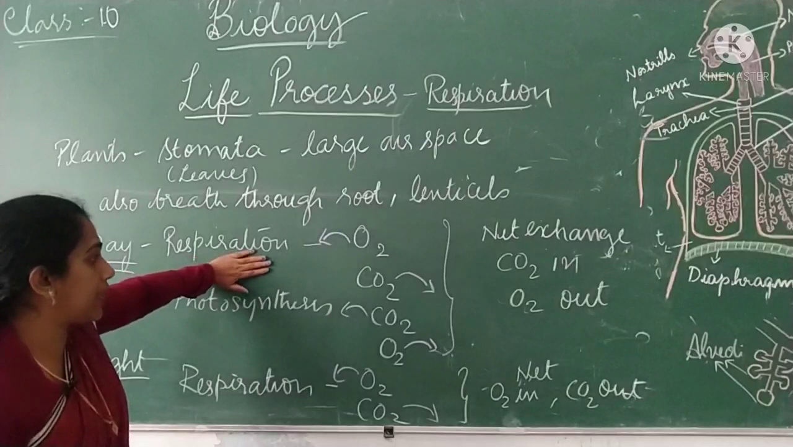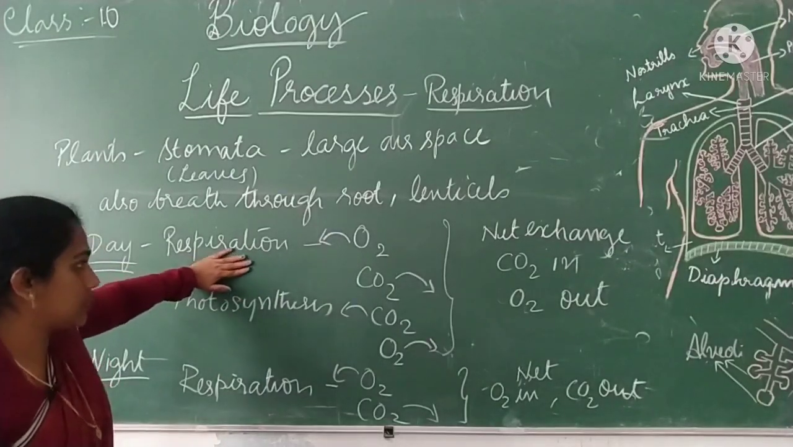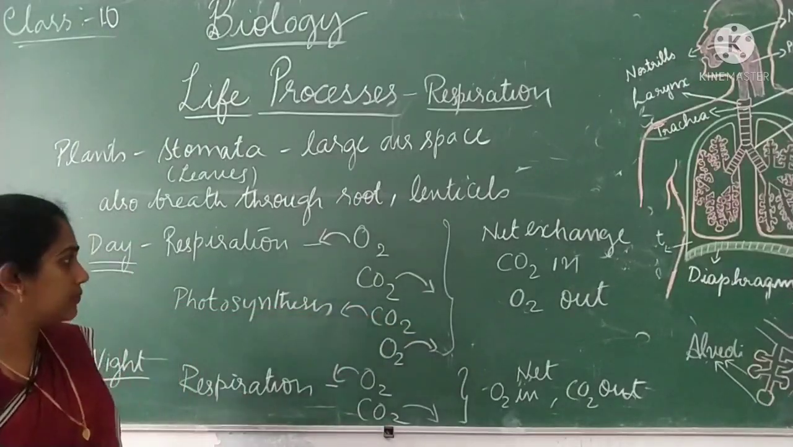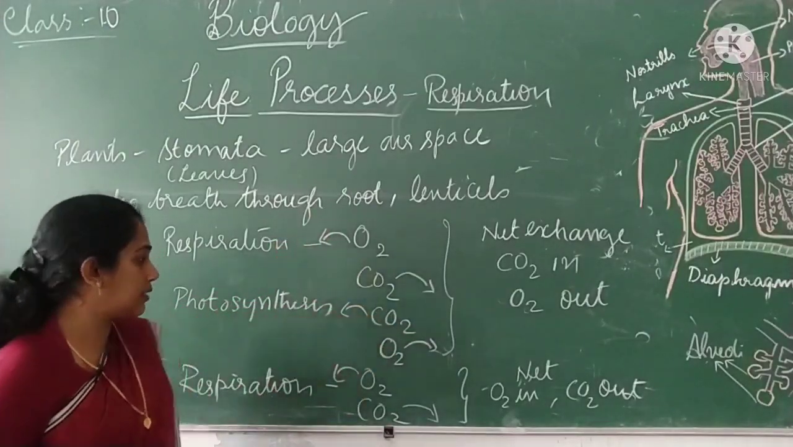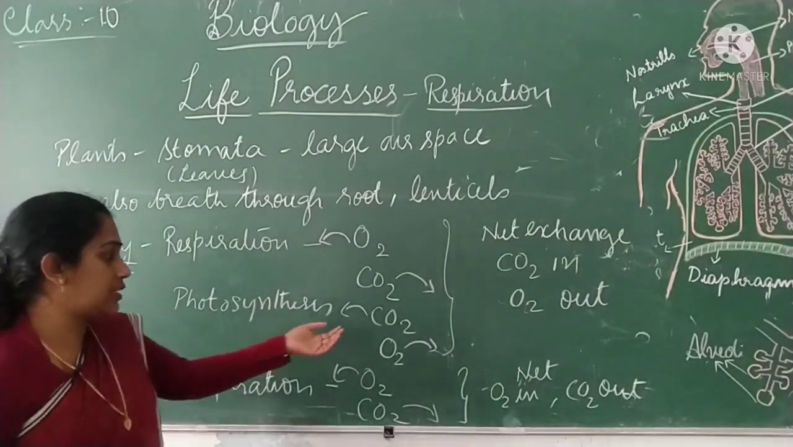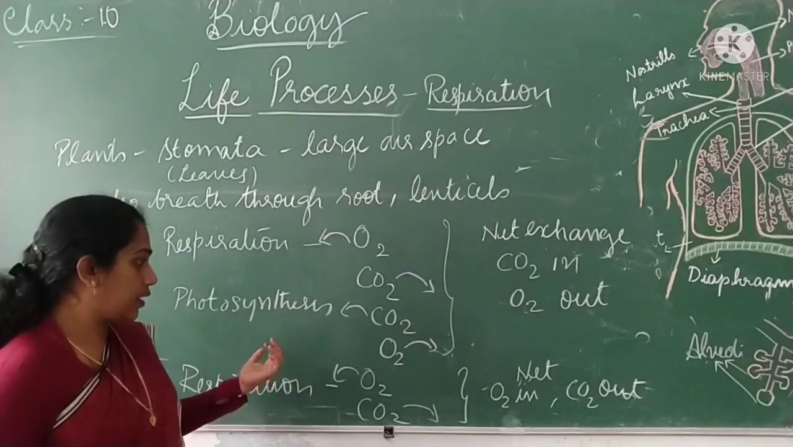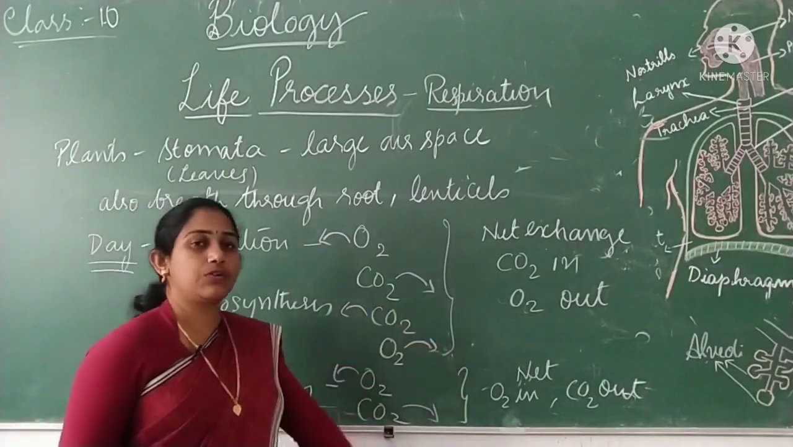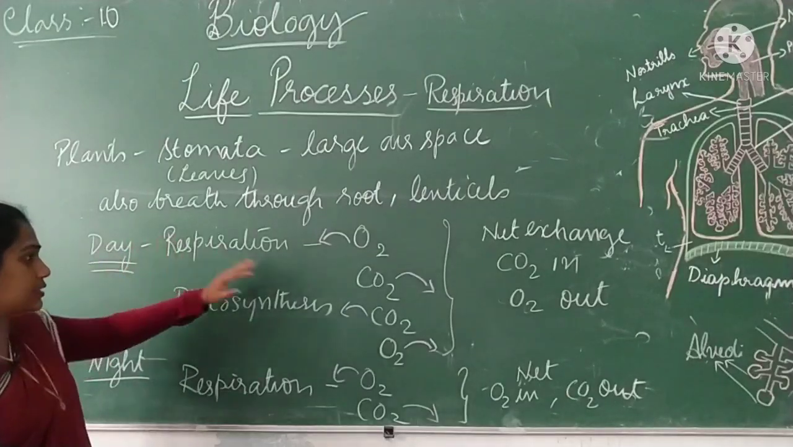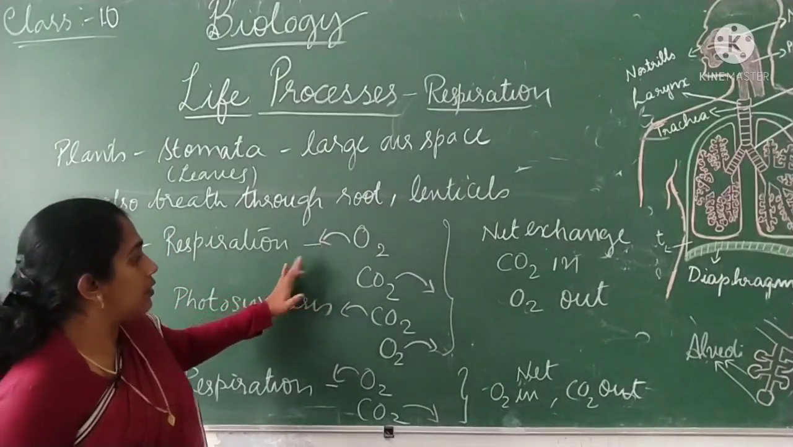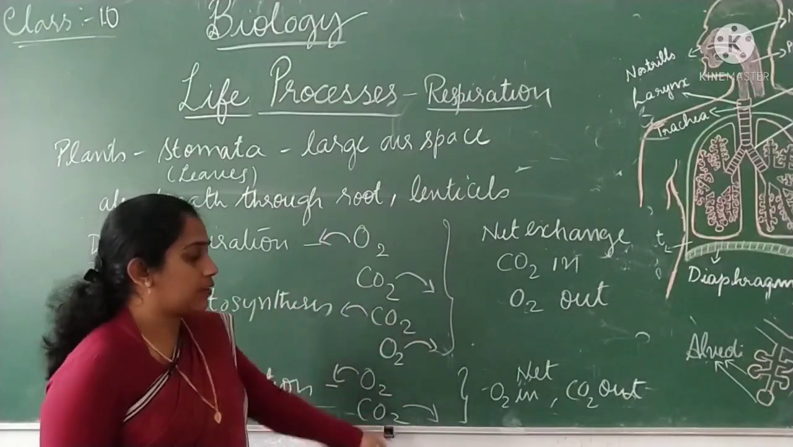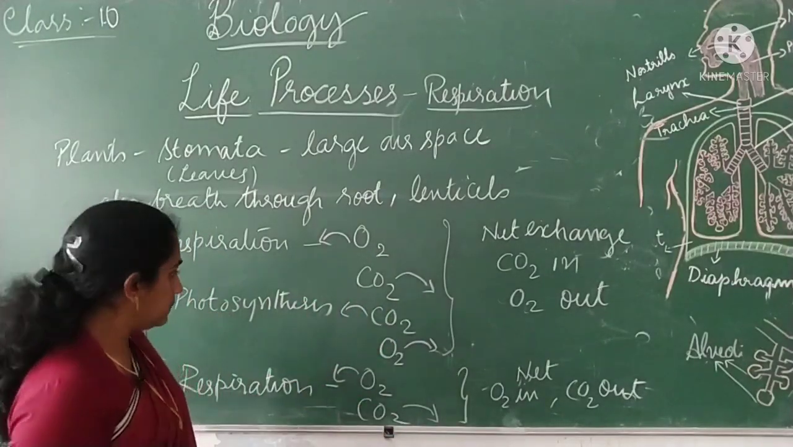So what happens during daytime? During the respiration process, the plants take in oxygen and give out carbon dioxide, right? During the photosynthesis process, the plant takes in carbon dioxide to prepare food, and after preparation of food they give out oxygen as a byproduct. So this is what happens during daytime. There is intake of oxygen and giving out of carbon dioxide, and the intake of carbon dioxide and giving out of oxygen both happen.